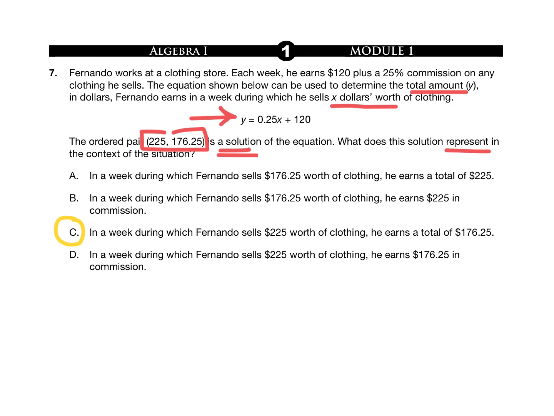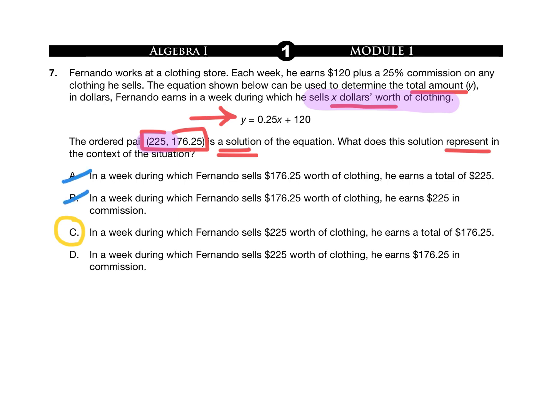If we think about, well, what does my x start with? My x is 225, right? So my x here is 225, and x is about selling that much amount in clothing. If I look at my answer choices, the only one that sells $225 worth of clothing is either C or D. So I can eliminate A and B.